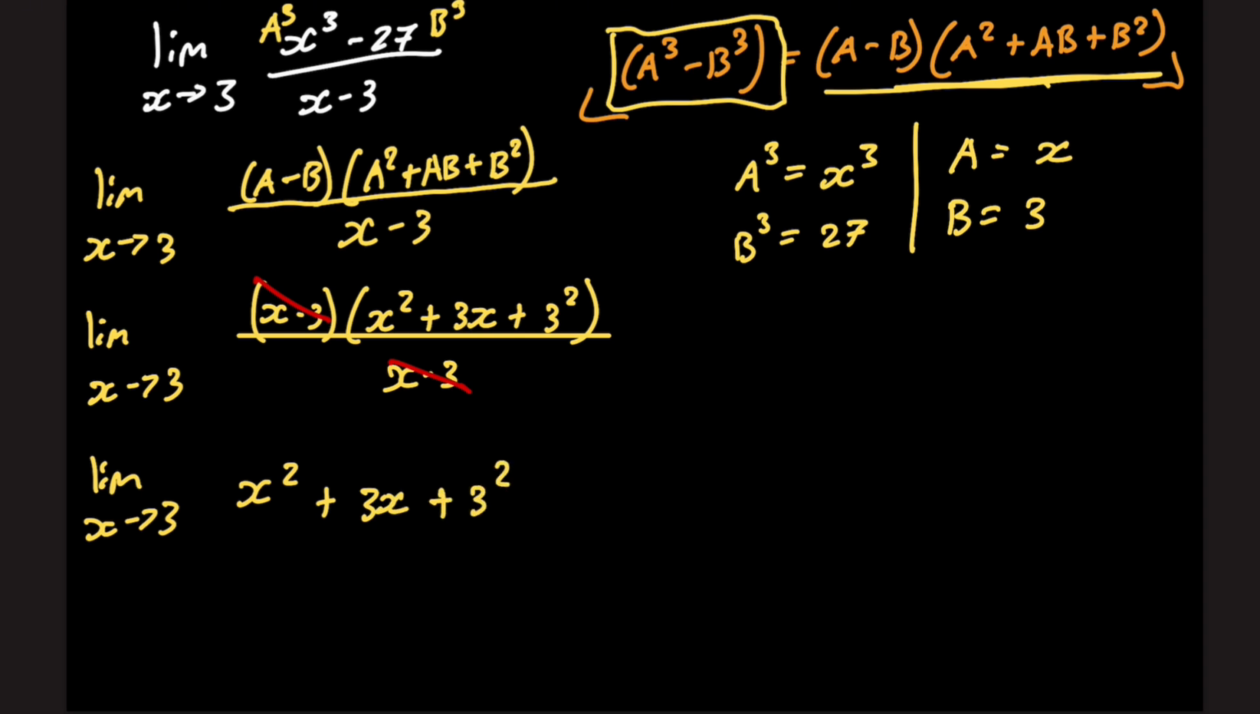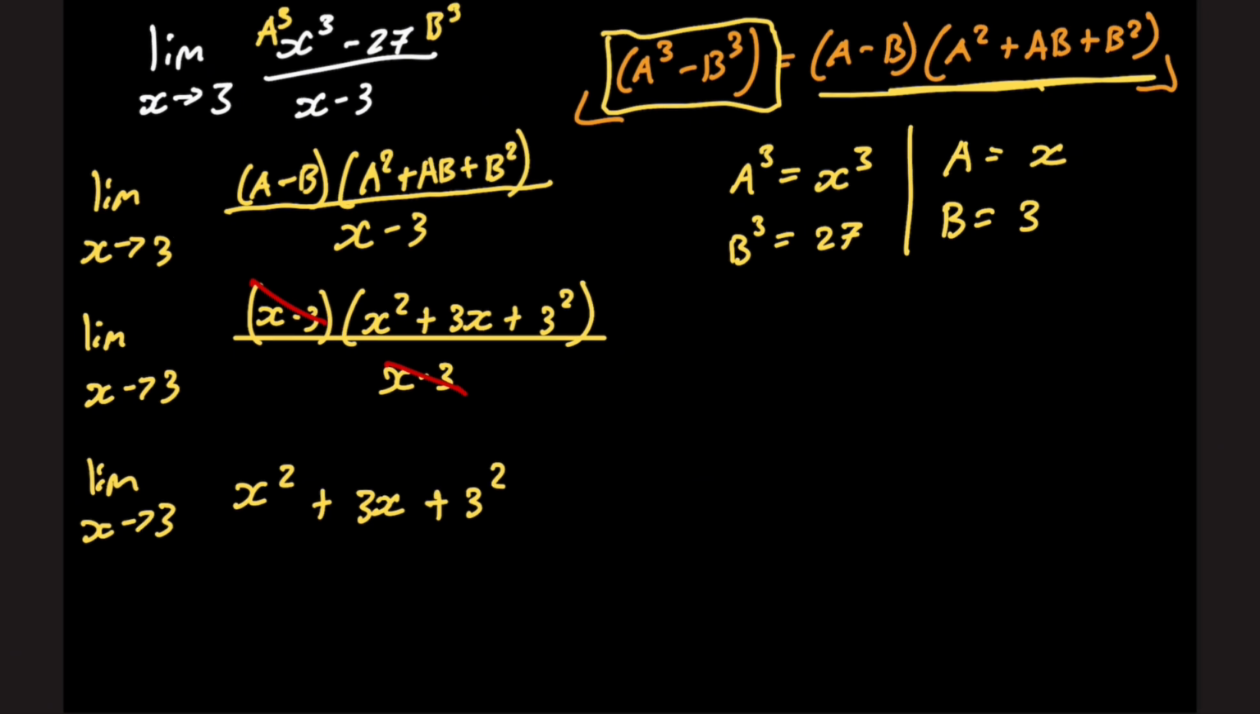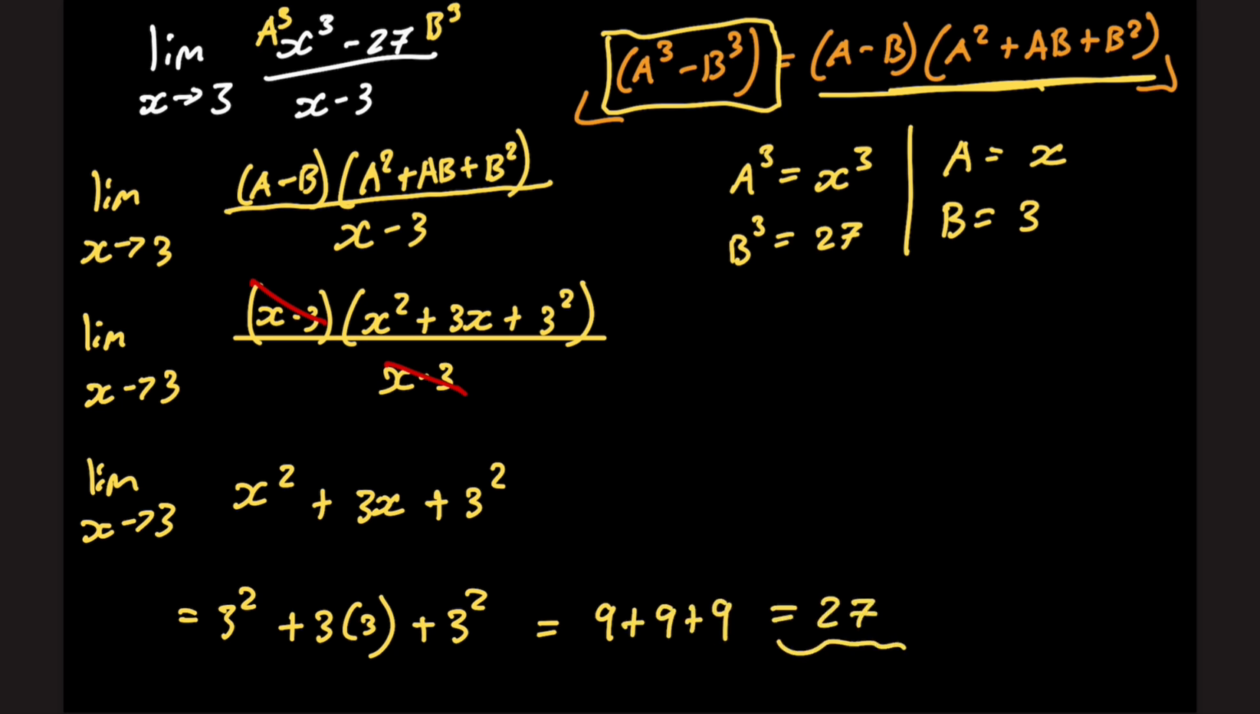And we can directly substitute. So that becomes 3 squared plus 3 times 3 plus 3 squared, which is equal to 9 plus 9 plus 9, which gives us 27, which is our answer. And again, this is the difference of cubes rule.